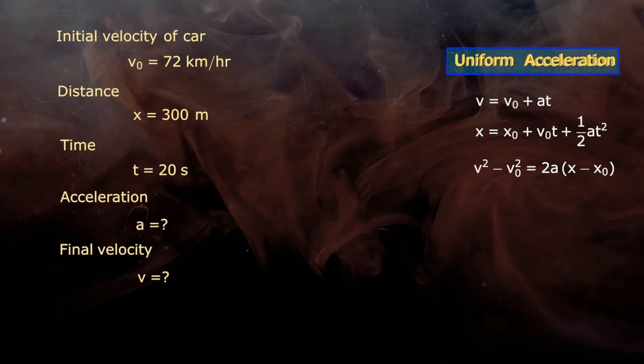So first we will convert the initial velocity into meters per second. 1 kilometer is equal to 1000 meters, so multiply 72 by 1000, and 1 hour is equal to 3600 seconds, so divide by 3600. Now our initial velocity is 20 meters per second.